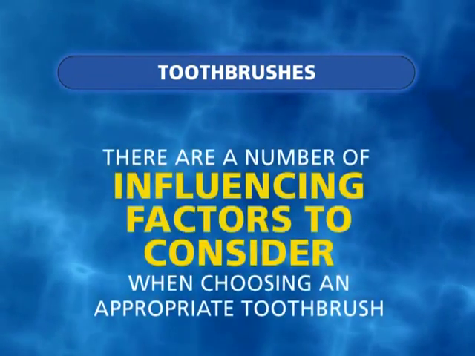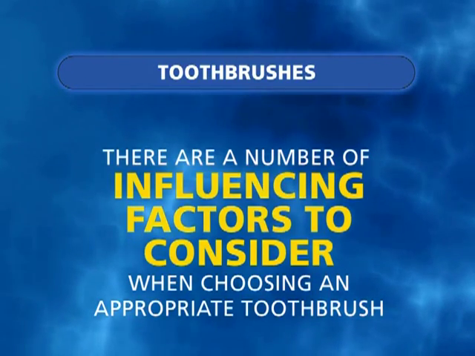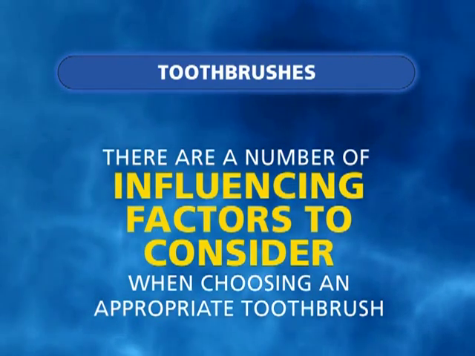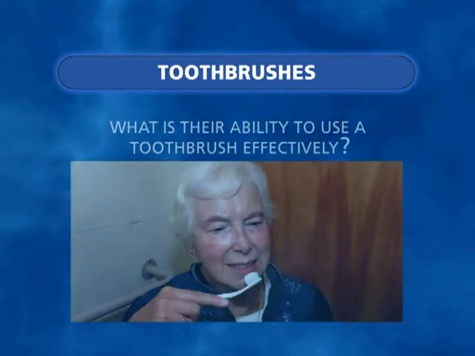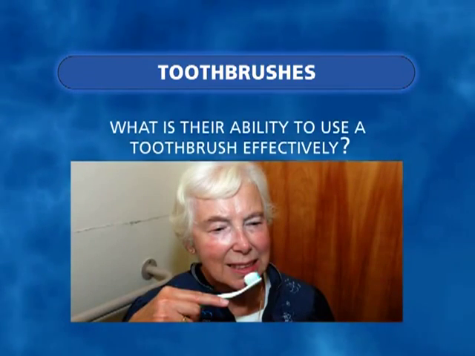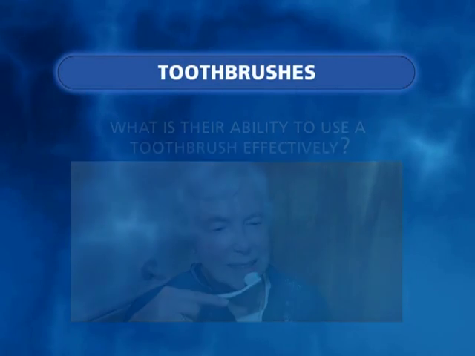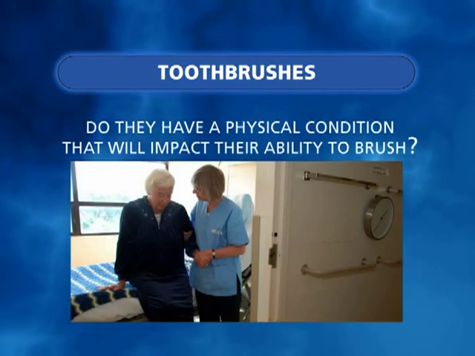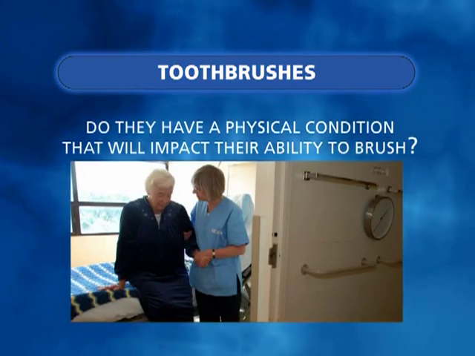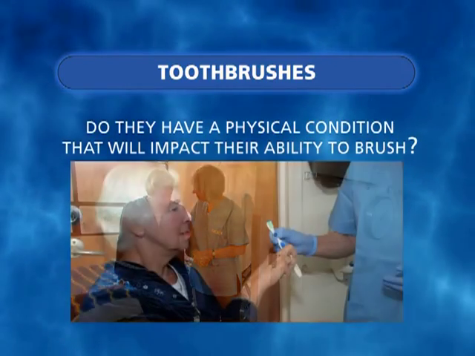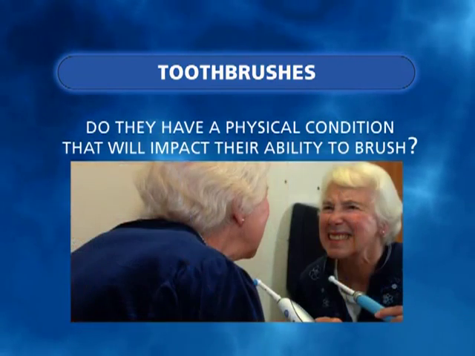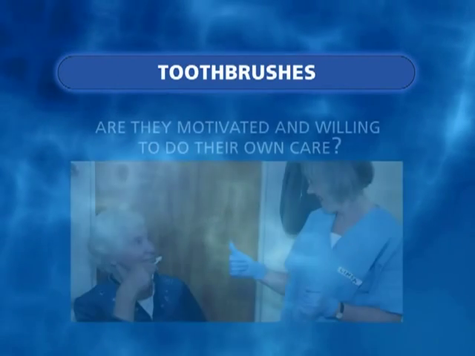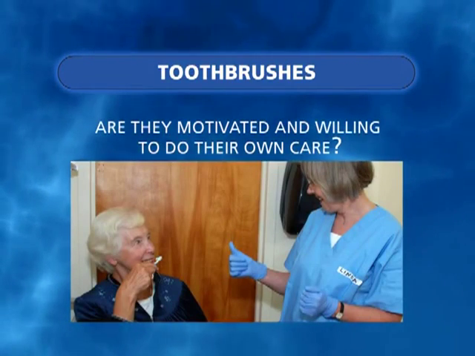There are a number of influencing factors to consider when choosing an appropriate toothbrush for a resident. What is their ability to use a toothbrush effectively? Do they have a physical condition that will impact their ability to brush, such as a problem with mobility, manual dexterity, or vision? Are they motivated and willing to do their own care?